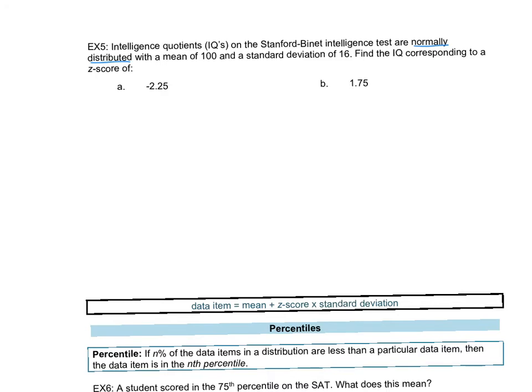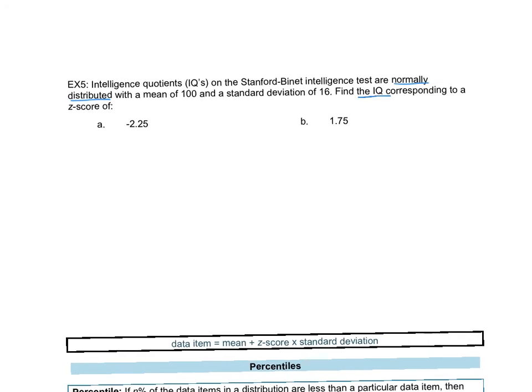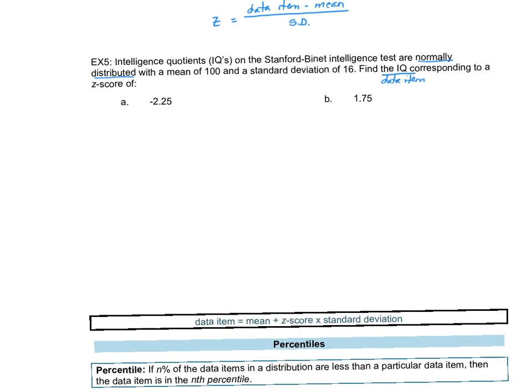So when we're trying to find the IQ, that's our data item that we're trying to find because we have all the other pieces. And we're going to be looking at the z-score. So I'm going to just write z for z-score equal to data item minus the mean, and instead of writing standard deviation, I'm just going to write SD for standard deviation. So we're going to be using that formula since we have all the pieces to that formula except the data item.